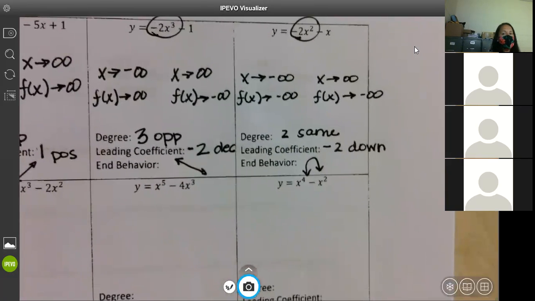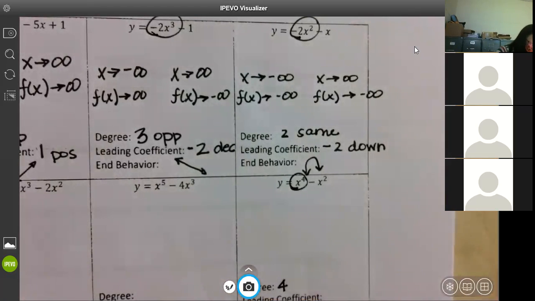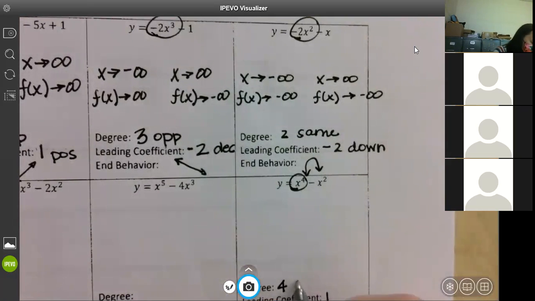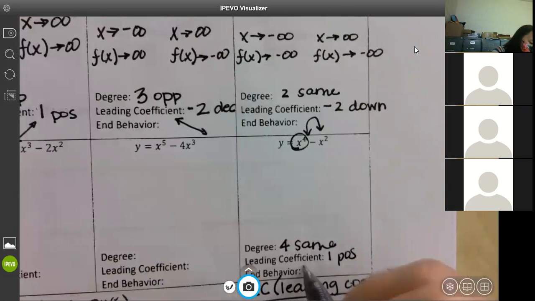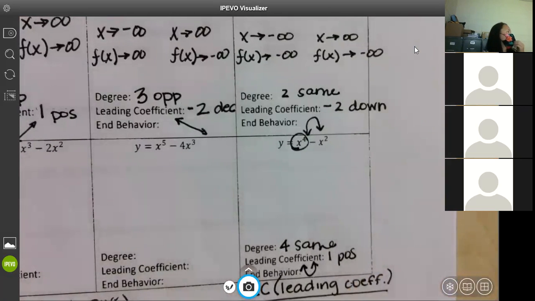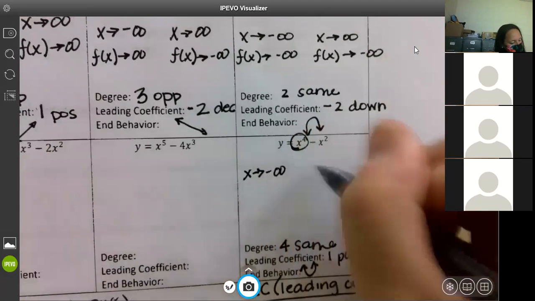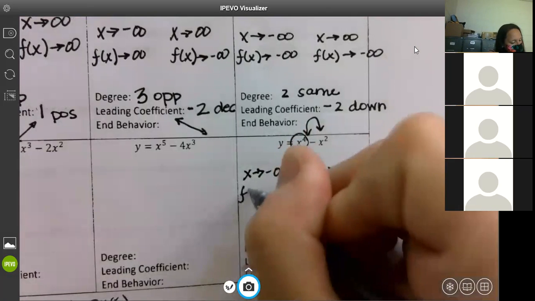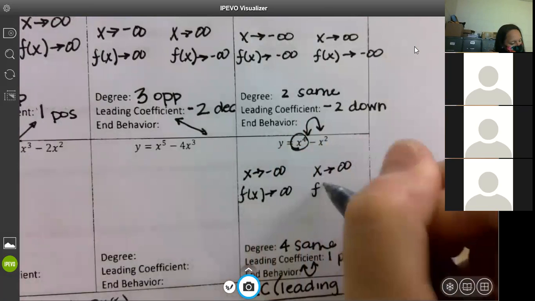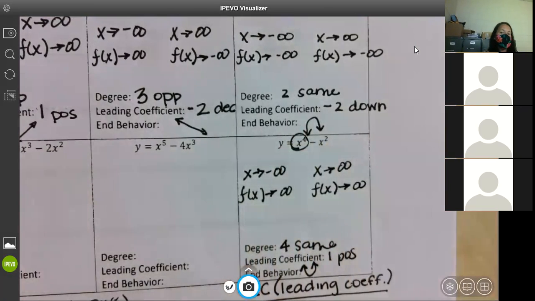I'm going to go down to the one below it and go backwards this time so I can keep those up while we're doing it. What's your highest power? What's your leading coefficient? 1. There's no number in front of x to the 4th, so there's an understood 1. 4 is even, which means it points in the same direction. 1 is positive, so that means it points up. So it looks like a U. On the left side and on the right side, it points to what? Positive infinity. Very good.